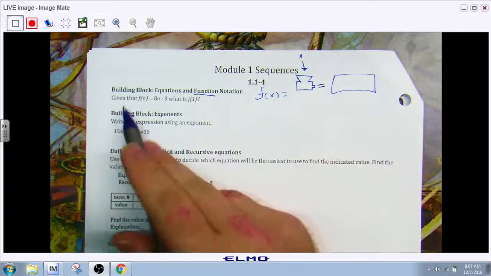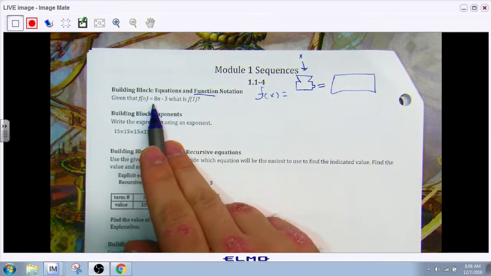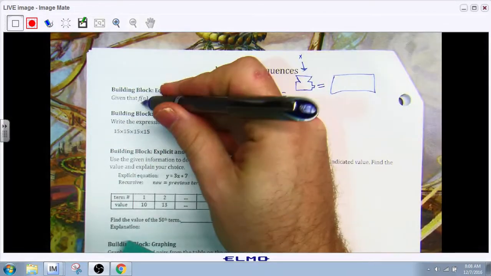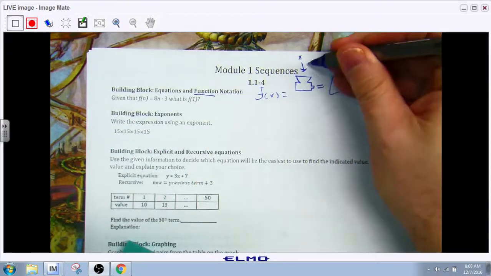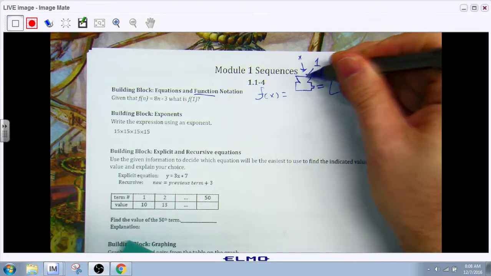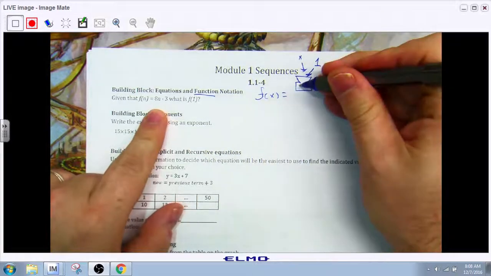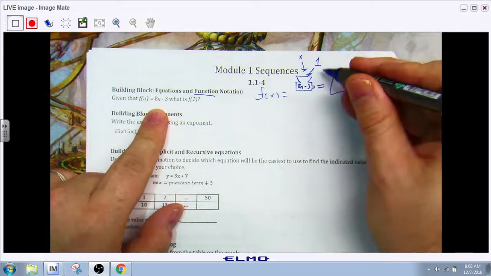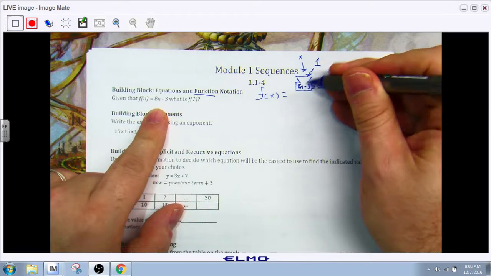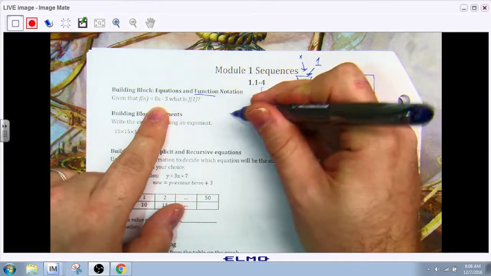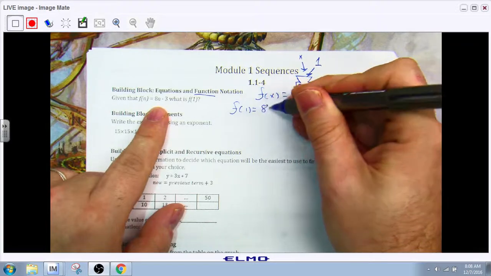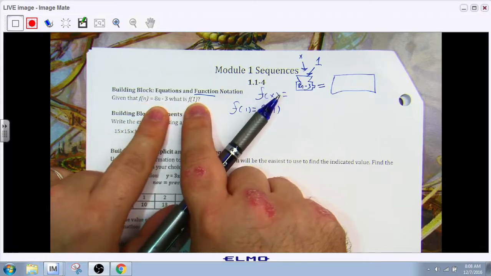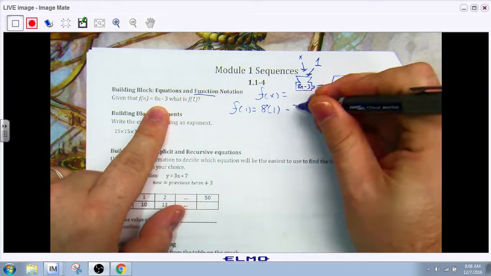All right, so this is asking, given that f of n equals 8n minus 3, what is f of 1? All that's asking us to do is to take our f of n and plug 1 into our machine. What is our function? Our function takes 8 times n and subtracts 3. That means instead of an n here, we're going to put a 1. So f of 1 is going to equal 8 times 1, minus 3.